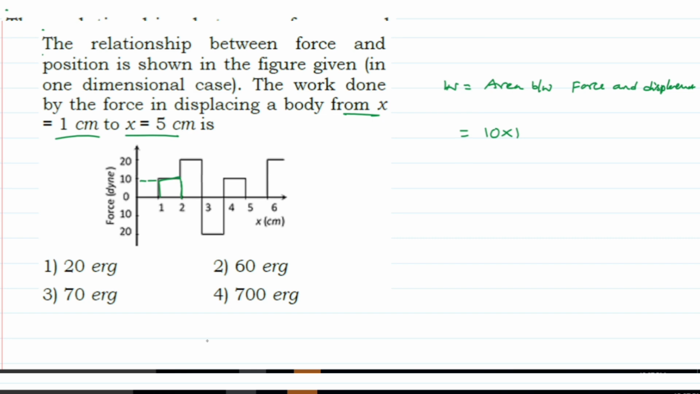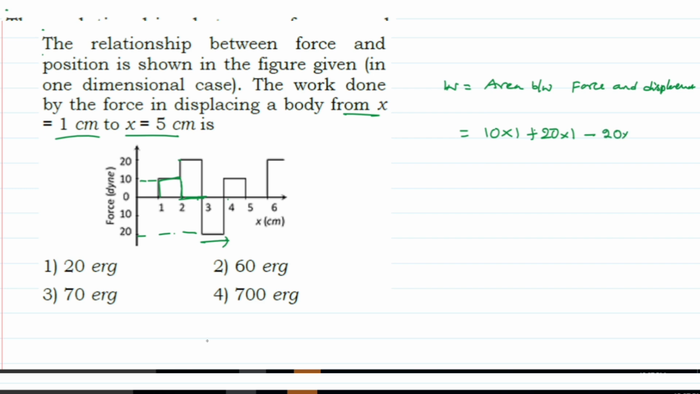from 2 to 3, this is a rectangle. Here the force value will be 20, and the displacement 3 minus 2 will be 1, which is positive. Whereas for 3 to 4, the displacement will be negative, and the force value is 20 Newton. Here force and displacement are negative, so the work done will be negative.